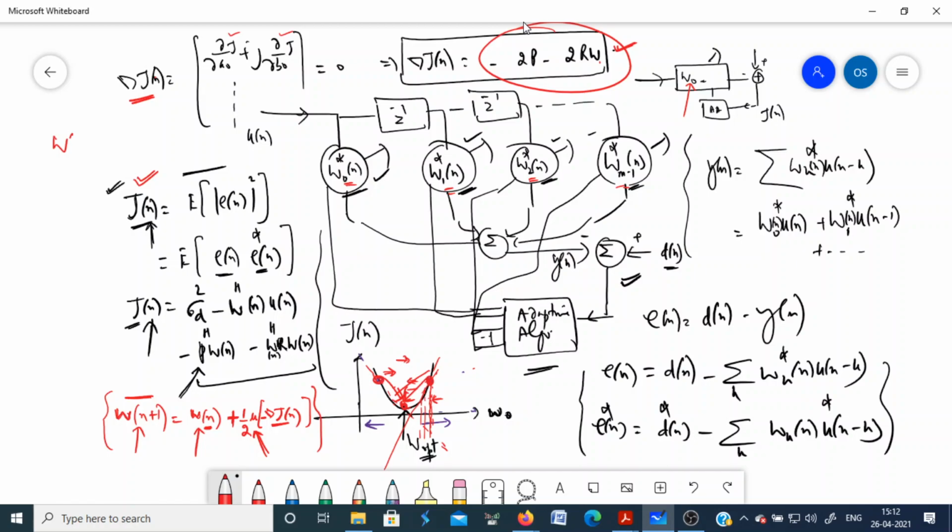So it means you can write it as w n plus 1, the filter weights at time n will be updated. Plus, in place of del Jn, I can use this equation, minus 2p plus 2Rw. So minus and this minus, this 2 and this 2 will get cancelled. It will become plus mu into p minus R wn. This is wn here basically. So this is the mathematical formulation for the method of steepest descent. Okay. So let me conclude it or revise it.